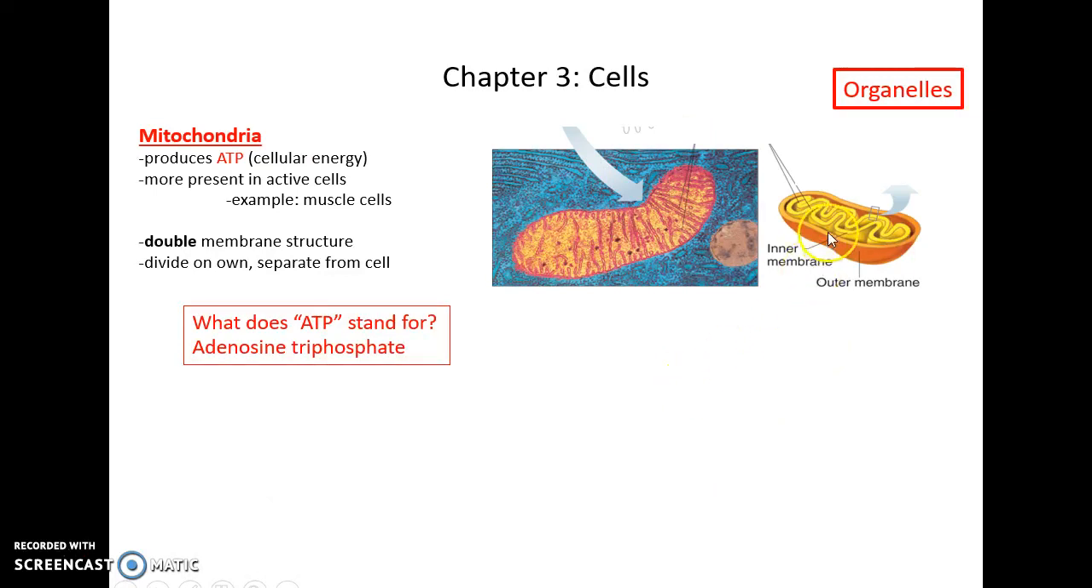Mitochondria. Mitochondria is a double membrane structure. It has two phospholipid membranes. It is where ATP is produced. So cellular energy is made in the mitochondria. And this special structure is able to divide and separate on its own.